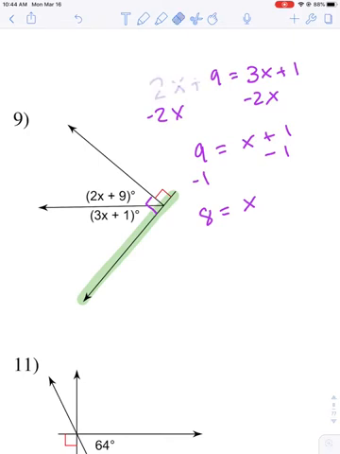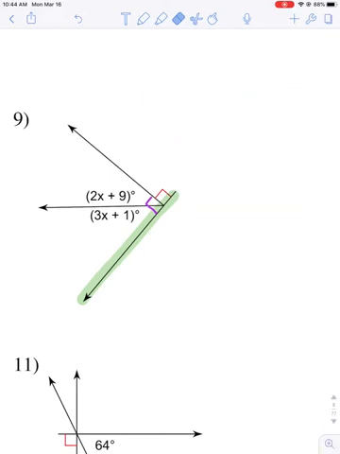Wow, I actually did that completely wrong. I'm having a meltdown. These angles are not equal to each other. They are supplementary. Scratch all of that. I do not want to start the video over. Sorry. I set them equal to each other by accident, but they're not equal. They add up to 90. So actually what I should have done is 2x plus 9 plus 3x plus 1 equals 90. That's the correct way to set it up. Sorry. You can pretend I was just testing you.